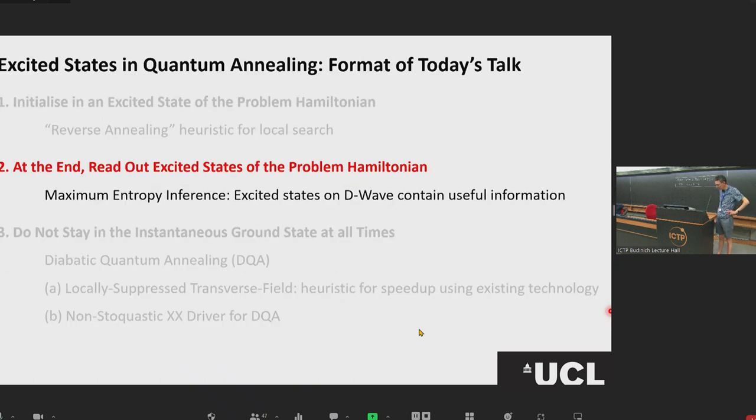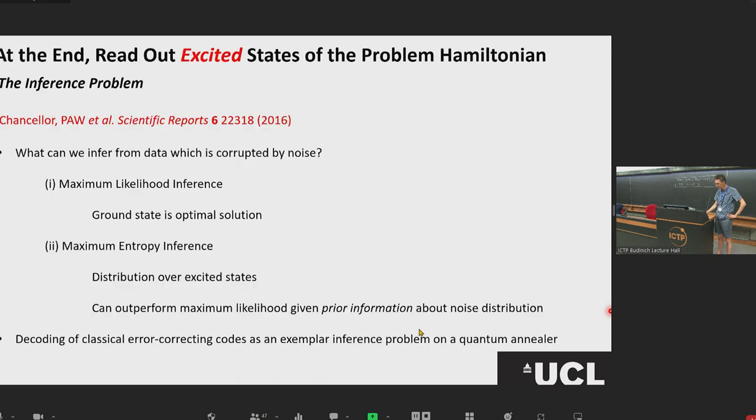Second thing I'm going to talk about today is reading out excited states at the end of the anneal, excited states of the problem Hamiltonian. This is something I worked on a number of years ago with Nick Chancellor, who is here, and it's what we call maximum entropy inference. So we looked at the inference problem, and the inference problem in a nutshell is you have some data, it's corrupted by noise in some way, and you want to extract the original uncorrupted data from that noisy data set. And in very general ways, there are two ways of doing this.